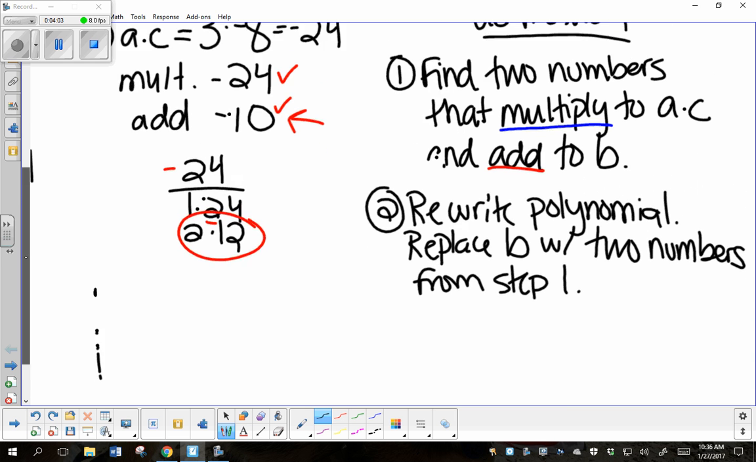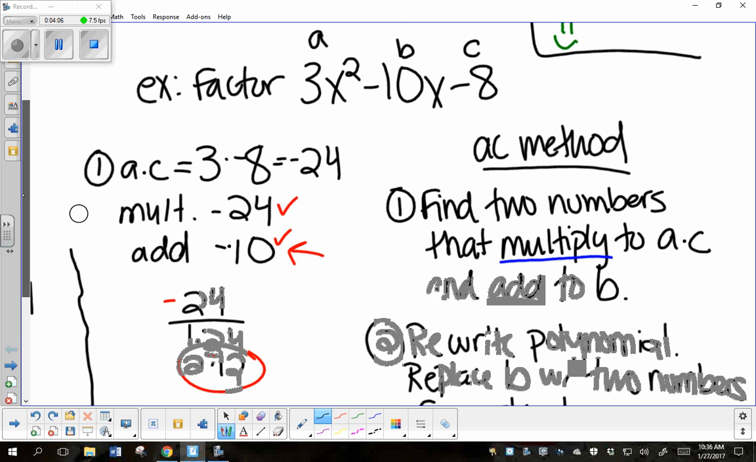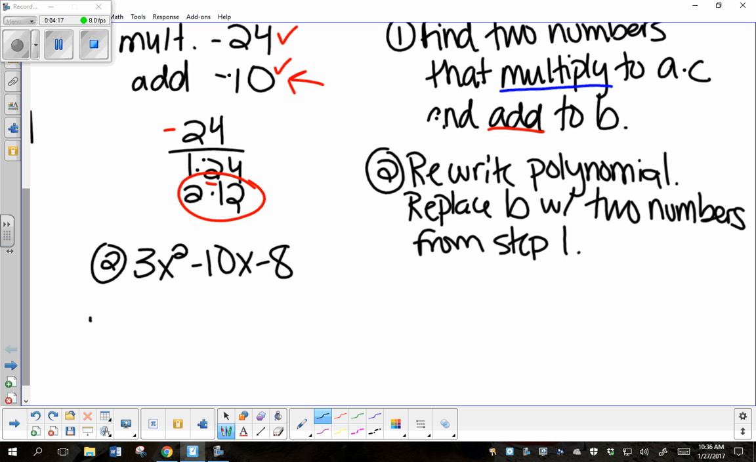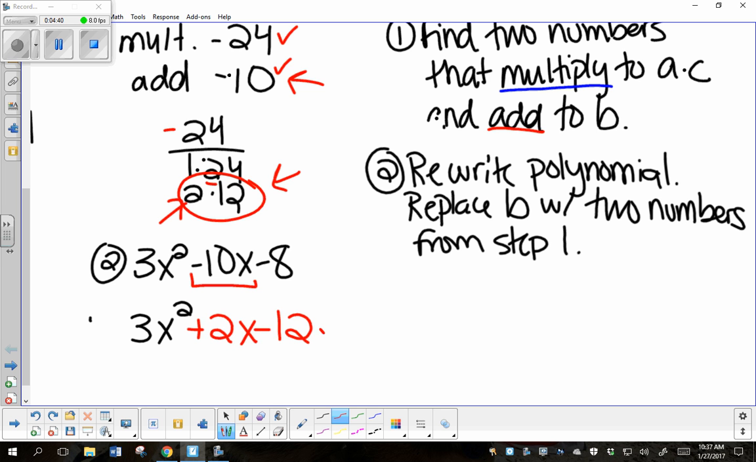So I'm going to rewrite my original polynomial, which is 3x squared minus 10x minus 8. I'm just rewriting it here because I want to be able to see it. And we're going to replace this negative 10x with our two numbers we found in step 1, 2 and negative 12. So I'm going to keep my 3x squared the same, but now instead of negative 10x, I'm going to write plus 2x, that came from right there, minus 12x, that came from right there. And then I have that minus 8 on the end.